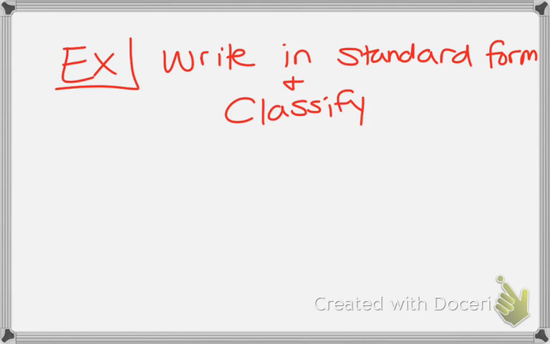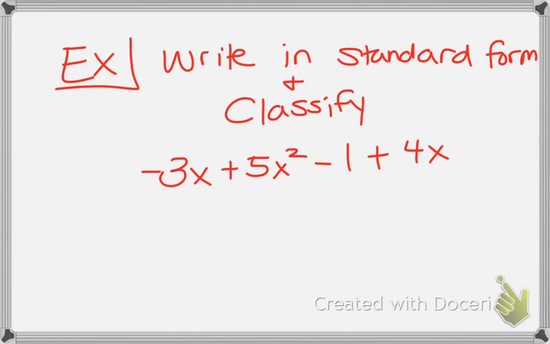All right, so let's say we have negative 3x plus 5x squared minus 1 plus 4x cubed. So rearrange it so that it's in standard form. And then classify it.